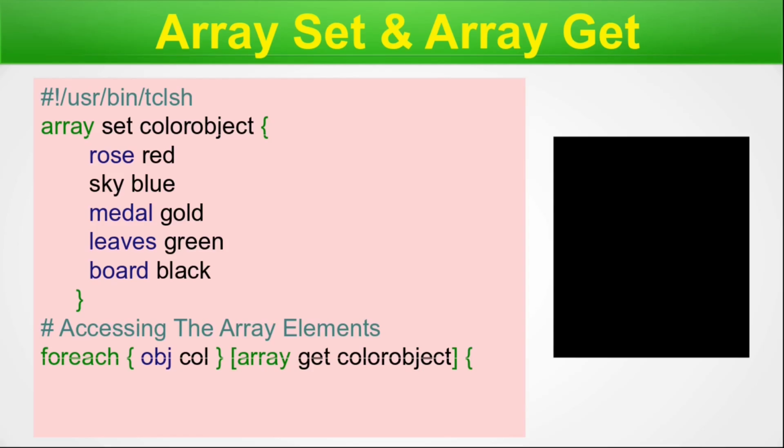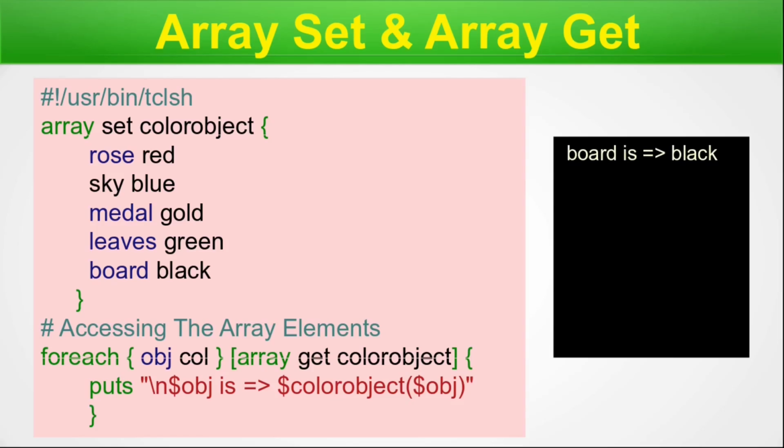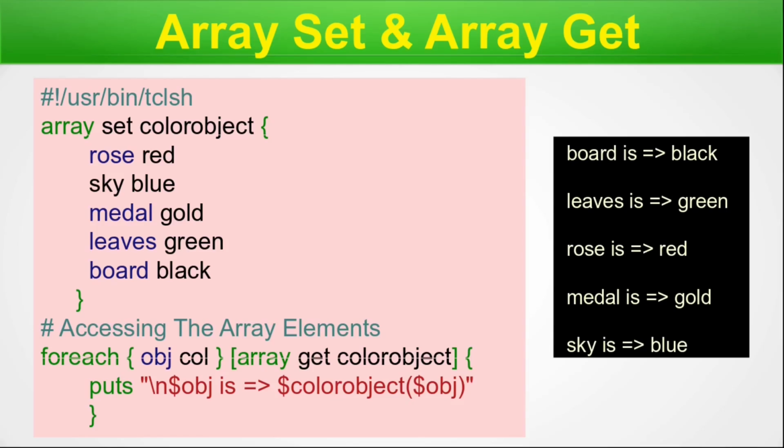You can see for each, then obj and col are written in curly brackets. It's a list, so this pair will come into these two variables. Array get will pull out one key value pair at a time, and we echo them as previously, and let's see the output. Board is black, leaf is green, row is red, middle is gold and sky is blue.